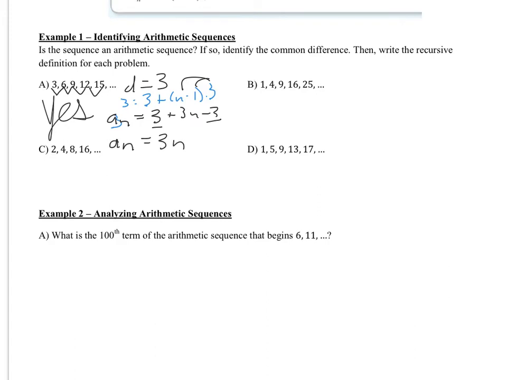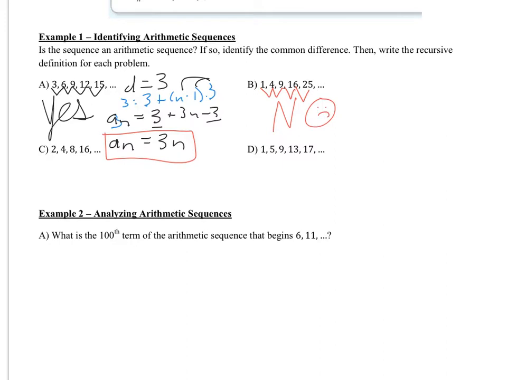You can always try to make sure that that's right. Let's check. I have my 1, 2, 3, 4. My fifth term should be equal to 15. If I plug 5 in for n, because it's my fifth term, I get 15. So this checks out. Go us. Next one, is this arithmetic? Here I'm adding 3. Here I'm adding 5. Here I'm adding 7. So no, this is not arithmetic. So I don't have to do anything else.